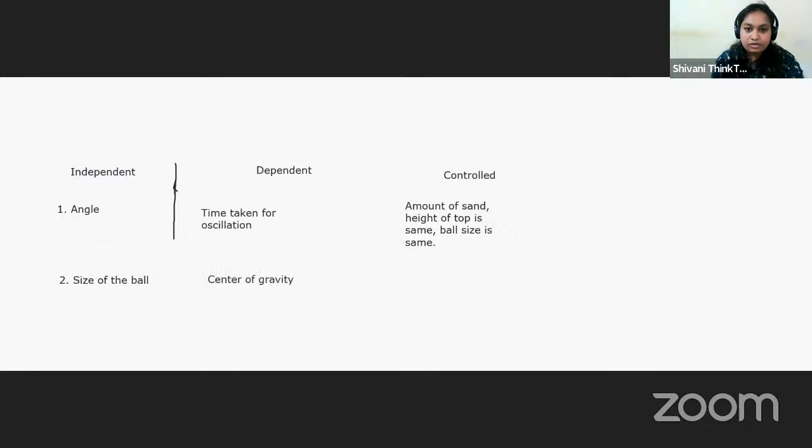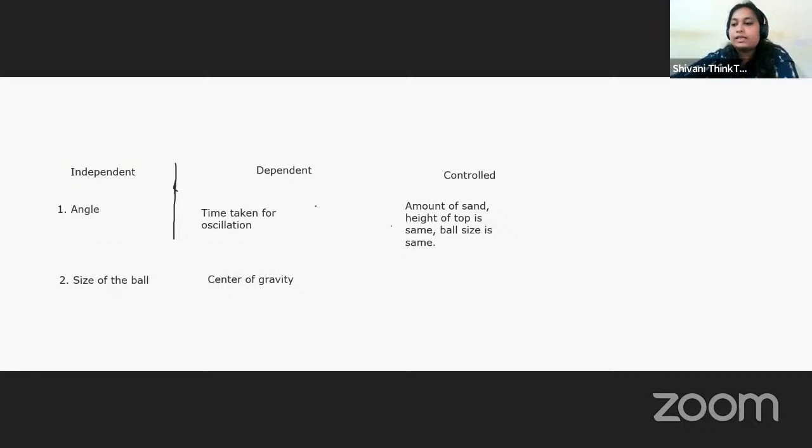And what else have I controlled? The amount of sand is same. Amount of sand. Cone height. That is, I can say top. I'll call this top. Top height is same. Okay. And then, yes. So that was the thing. And we saw the center of gravity changed for this.